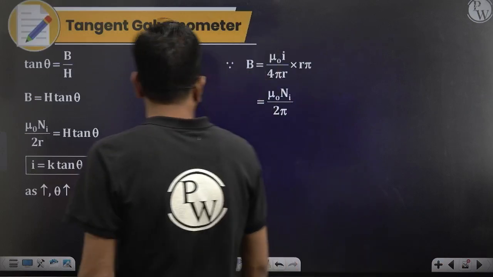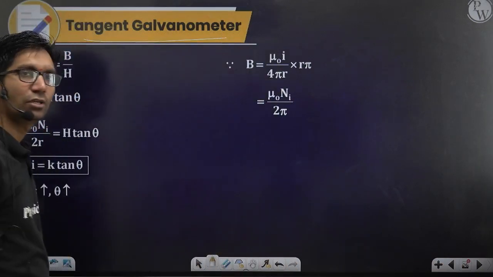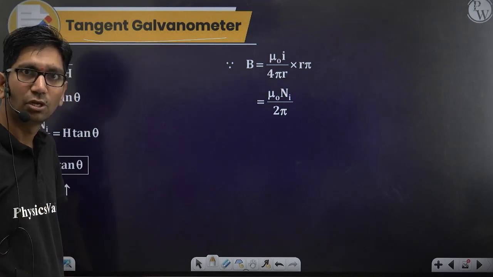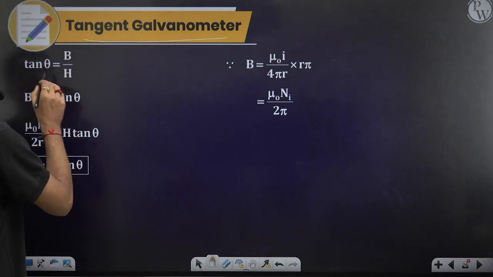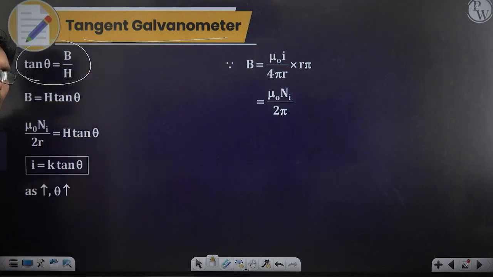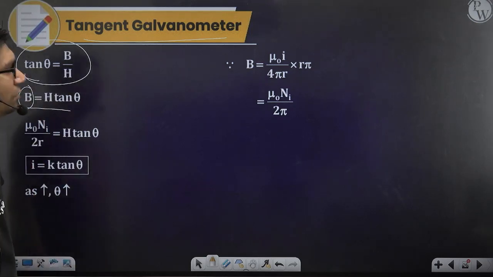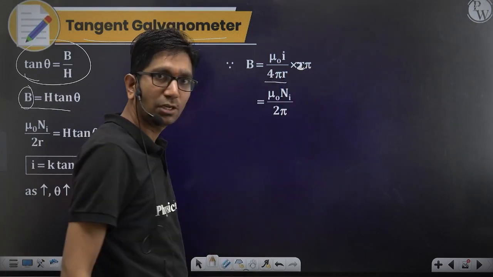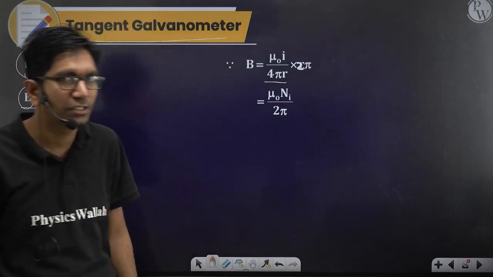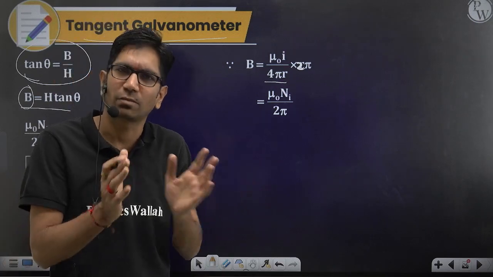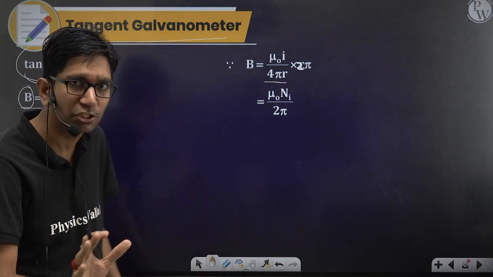Next, the tangent galvanometer. In a tangent galvanometer, as the current increases, the deflection also increases. Here we use tan theta, so B by H equals tan theta, and B equals H tan theta. What is the magnetic field we get here? Mu naught I by 4 pi r into 2 pi. If you learn the concept, it becomes very easy. To explain this completely in detail takes a lot of time. I am just covering the key points now. Just remember these points, it is sufficient.